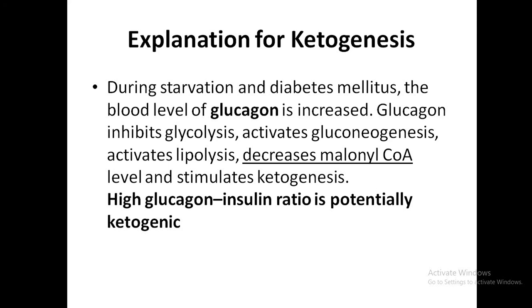Explanation behind ketogenesis. In starvation and diabetes, the level of glucagon is increased. Glucagon inhibits glycolysis. It activates gluconeogenesis, it activates lipolysis, and moreover it decreases the malonyl coenzyme A level, and thus it stimulates ketogenesis. A high glucagon insulin ratio is potentially ketogenic.